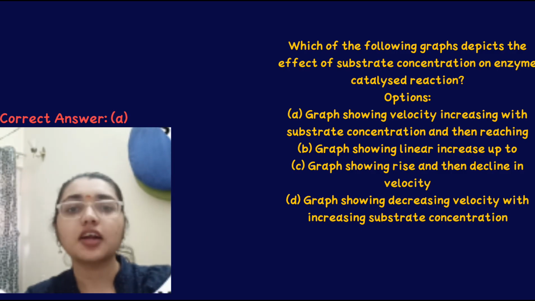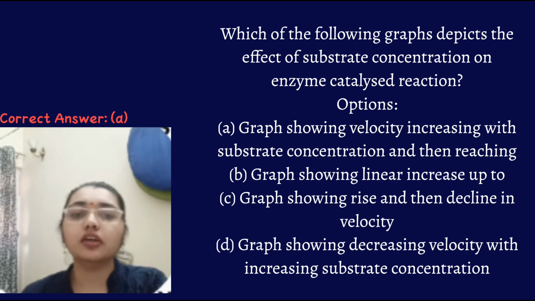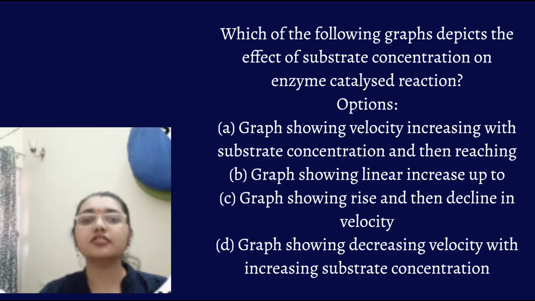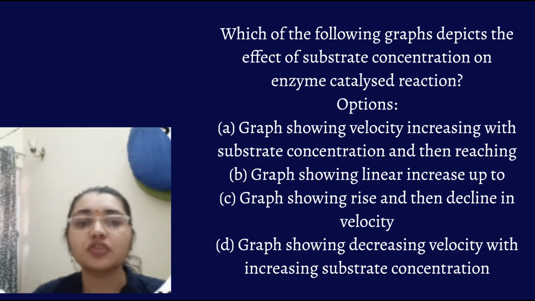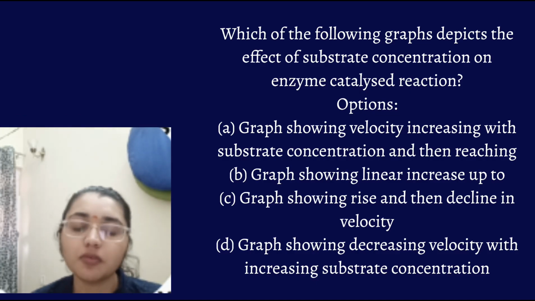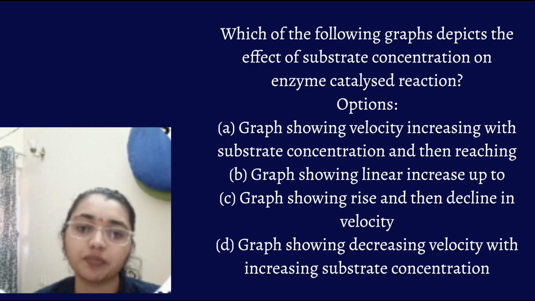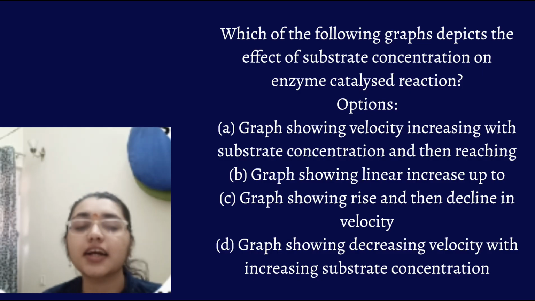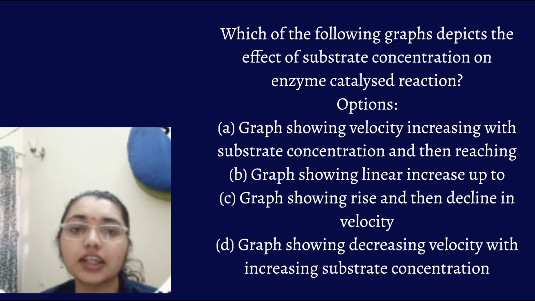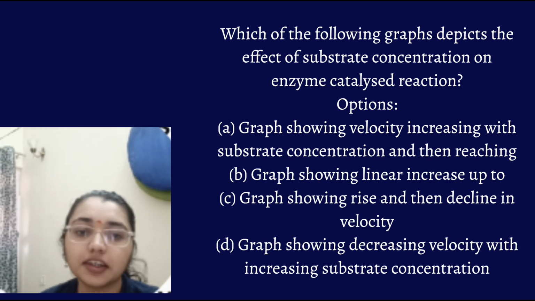Here there is a graph given and we have to tell which of the following graphs depicts the effect of substrate concentration on the velocity of an enzyme-catalyzed reaction. So here the correct answer is A, the hyperbolic curve that is rising and approaching the Vmax. Here we can see the graph. So A is the correct answer.